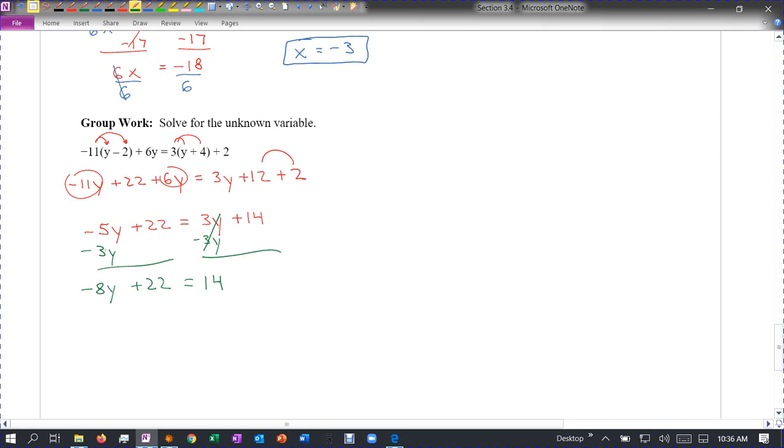And now I need to get rid of that 22. So let's subtract 22, subtract 22. Goes away, you get negative 8y equals, and then over here you're going to have negative 8. Last step, let's divide by negative 8 to get rid of that negative 8 that's being multiplied in front of the y. They'll cancel. Over here we get positive 1, so we get y equals positive 1.